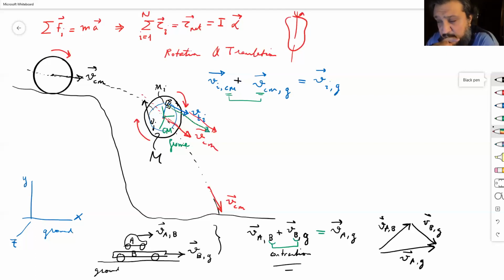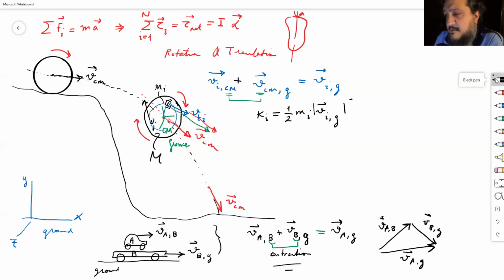Once we obtain that vector VIG, what can we do with it? Well, moving objects have energy, right? Why don't we write the kinetic energy for that, only for that particle. I'm going to call it Ki, which should be equal to 1/2 MI VIG squared. I'm just using the symbol for magnitude, those two bars, the square.